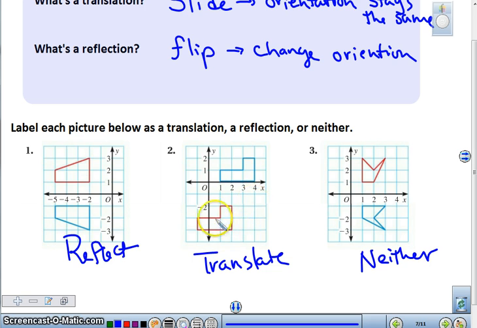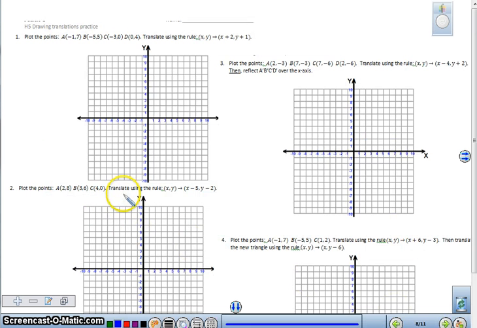Okay, so here we're sliding, here we're reflecting as we look at those. Now, your assignment, and I know as you look at this assignment, there's a lot to do. First thing you always have to do is plot the points. Then you're doing the translation. You do not need to tell me the new points. You just need to have the two pictures, okay?